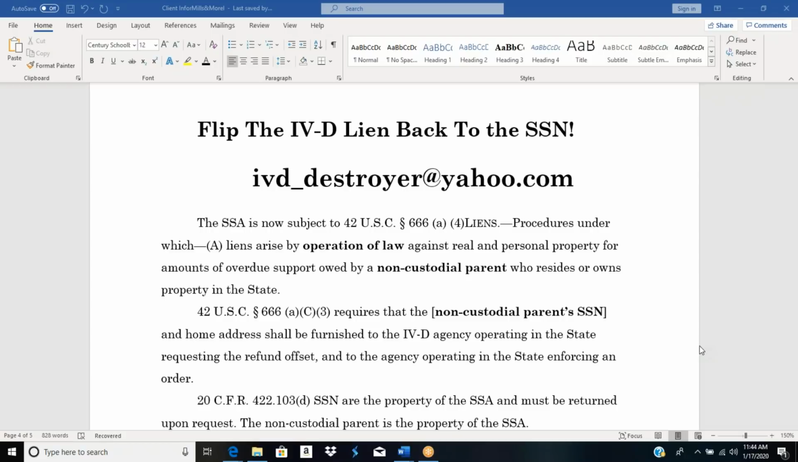And today, I'm going to show you how to flip the 4D lien back to the Social Security Administration. Okay. So I'm going to teach you how to flip the 4D lien. It's a lien against the Social Security number, and you're going to flip that lien back to the Social Security Administration and make them pay it.